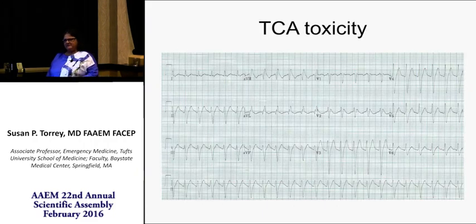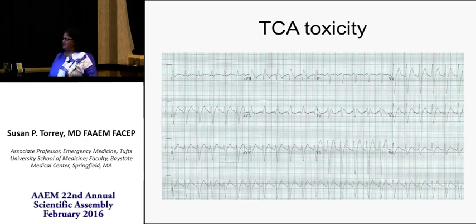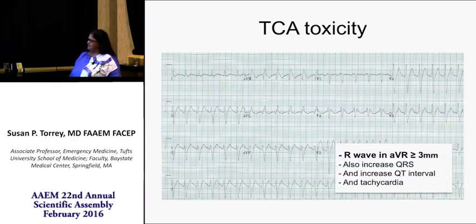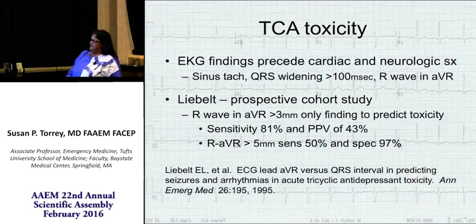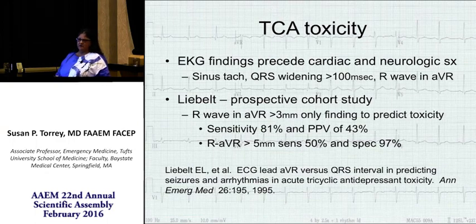Tricyclic toxicity, most of us appreciate that changes occur, including development of an R wave in AVR. Other signs of toxicity include widening of the QRS, widening of the QT interval, and tachycardia. The EKG findings of tricyclic antidepressant toxicity precede the cardiac and the neurologic symptoms.